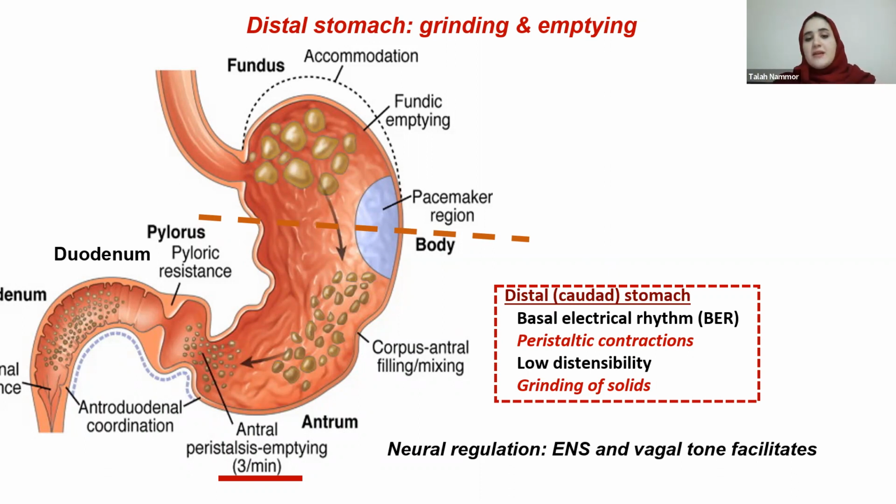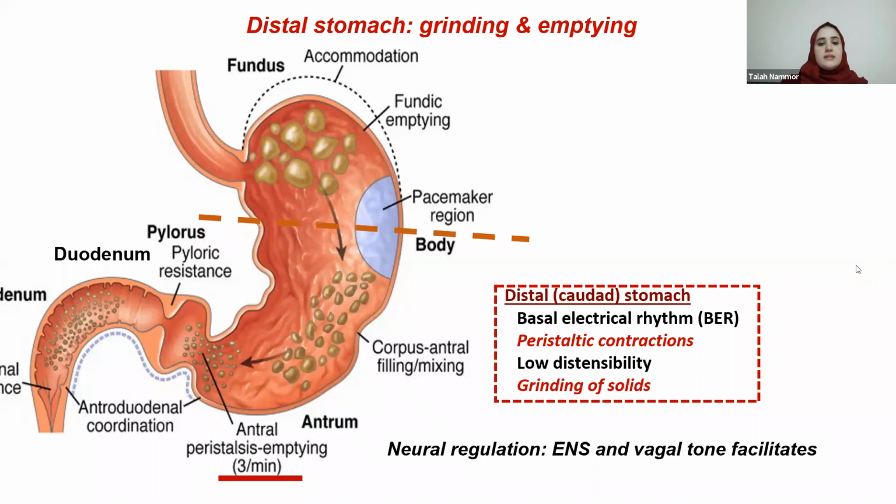Okay, so the pacemaker region is like the big boss in here. It determines, okay, I want to release 3 waves per minute. So it will cause basically 3 signals to be released every minute, and those 3 signals will bring about the peristaltic contractions. Okay, is this clear? Let's move on.